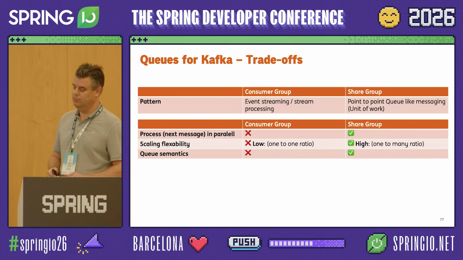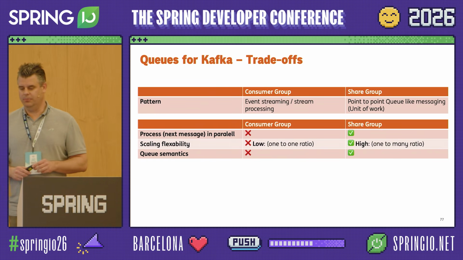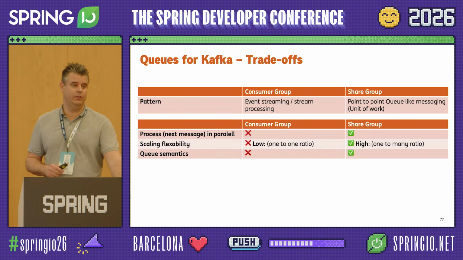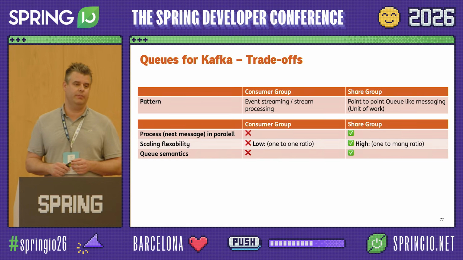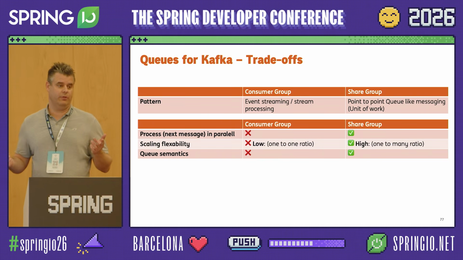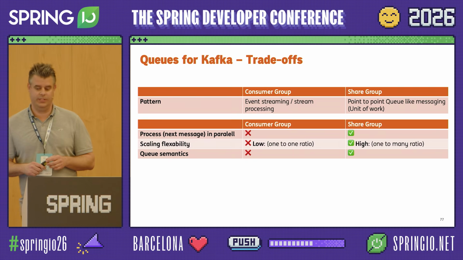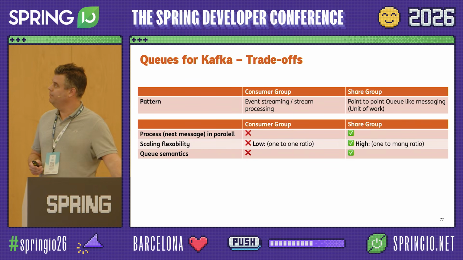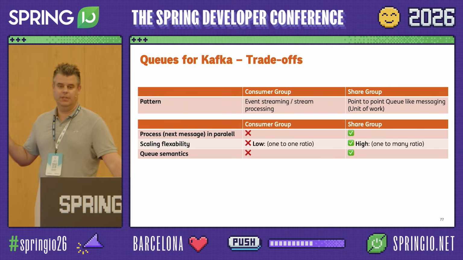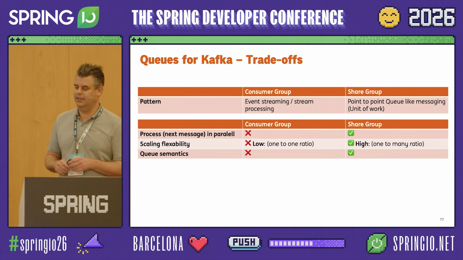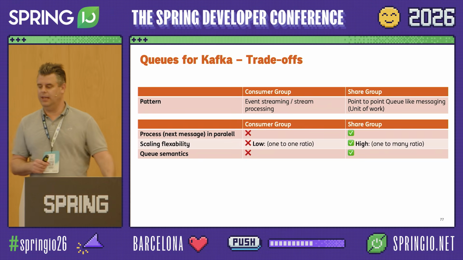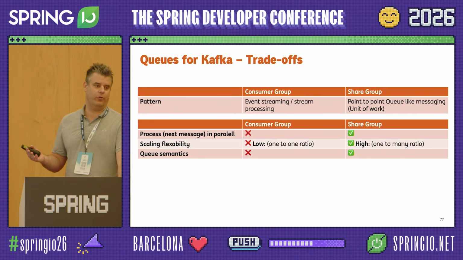Okay. Some trade-offs. Normal consumer groups are still the way to go for event streaming and event processing, especially if you're, of course, using stateful processing with Kafka Streams. Consumer groups are still the way to go. But it's an interesting feature that Kafka now brings a more point-to-point, queue-like messaging. This is only for units of work.